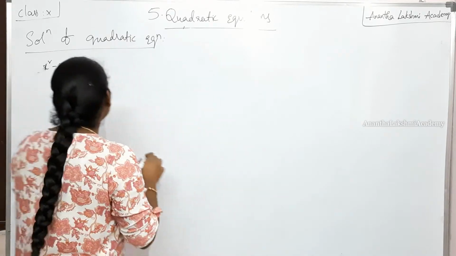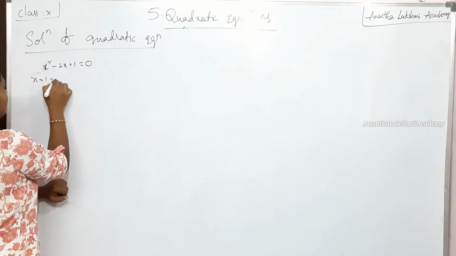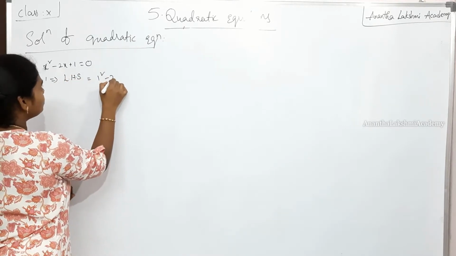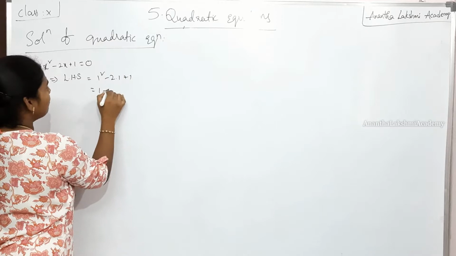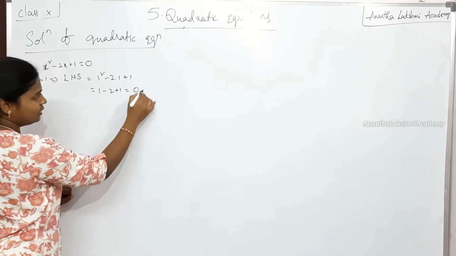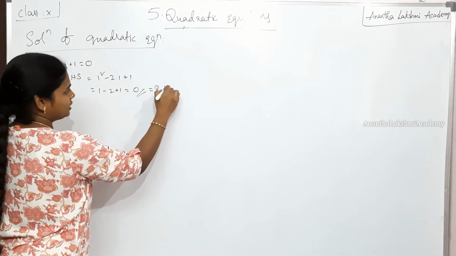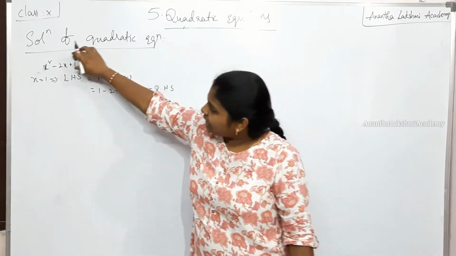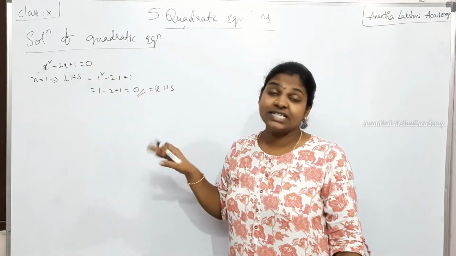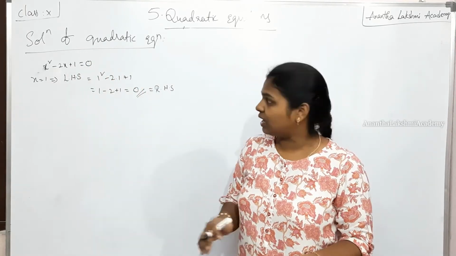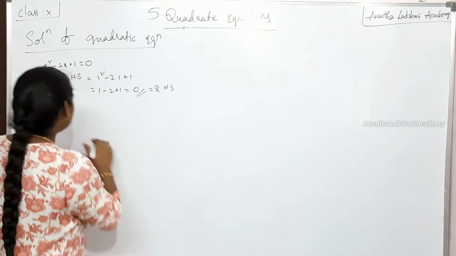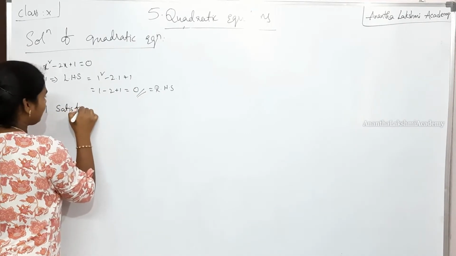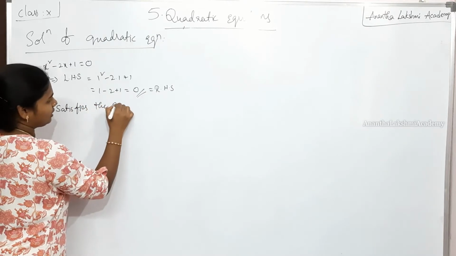Now, if I substitute x is equal to 1 in LHS, that is going to give me 1 square minus 2 into 1 plus 1, which is 1 minus 2 plus 1, which is 0, equal to RHS. So for the value 1, the LHS has become equal to the RHS. This equation is satisfied for the value 1. Then 1 satisfies the quadratic equation.